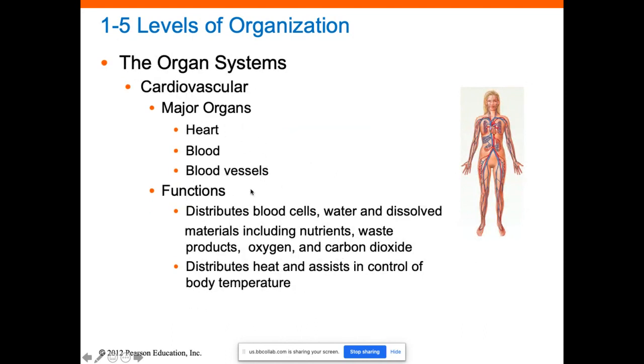The cardiovascular system is the heart, the arteries, the veins, the lymphatic vessels, and they are pretty much designed to distribute red blood cells, white blood cells, water, nutrients, waste products, bring in oxygen, excrete and get rid of carbon dioxide, and also involved in distributing heat throughout the body, right? Body temperature, blood is about 100 degrees in temperature.